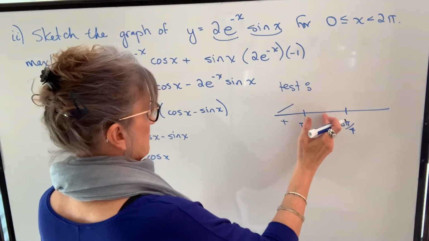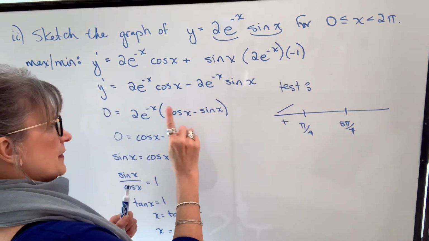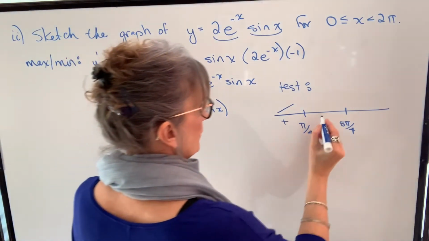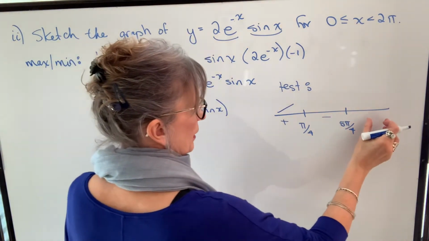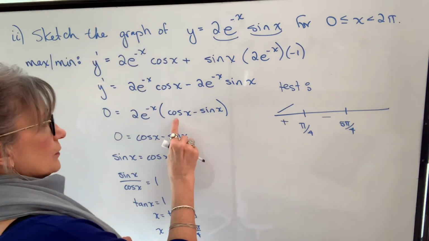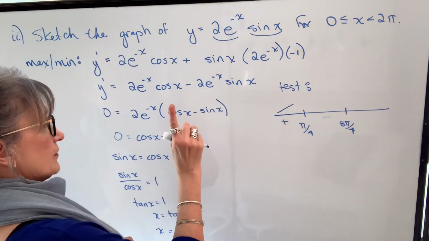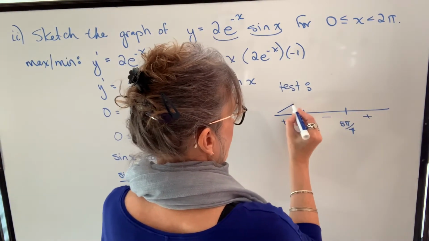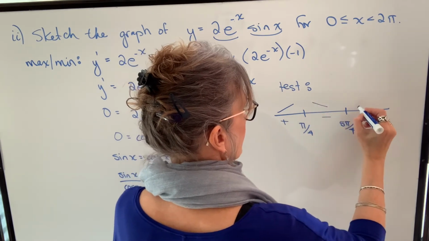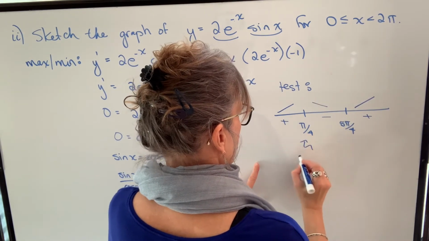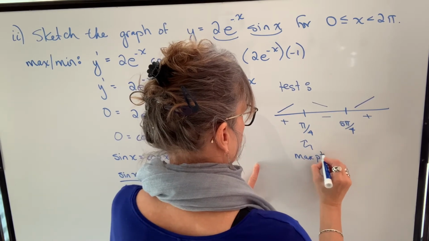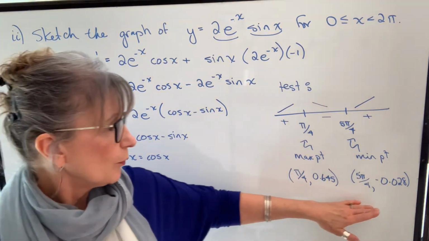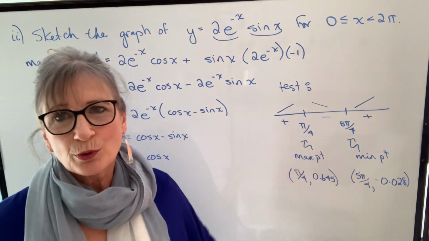Then I'm going to pick pi. Cos of pi is negative 1 minus sine of pi is 0, so negative 1 minus 0 is negative. And then I'm going to pick 2 pi in that interval. So again, cos of 2 pi is positive 1, sine of 2 pi is 0, so 1 minus 0 is positive. So the function is increasing in this interval, decreasing in this interval, and increasing. So we know that this is a maximum point, and this is a minimum point. I would then find my corresponding y values, and now I've got those 2 points.